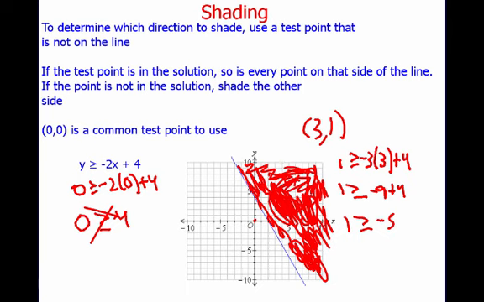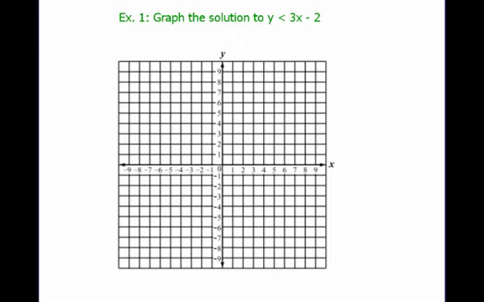So let's take a look at a few examples of this. Example 1 says graph the solution to y is less than 3x minus 2. So this is already in slope-intercept form. I know my slope is 3, which I'm going to write as 3 over 1. That means it's 1 right and 3 up. And I know I have the point 0, negative 2, because it tells me my y-intercept is negative 2. So I can plot that point, 0, negative 2.